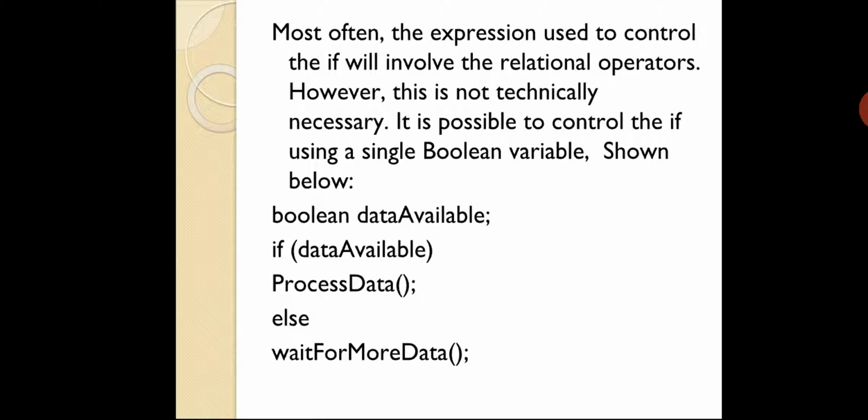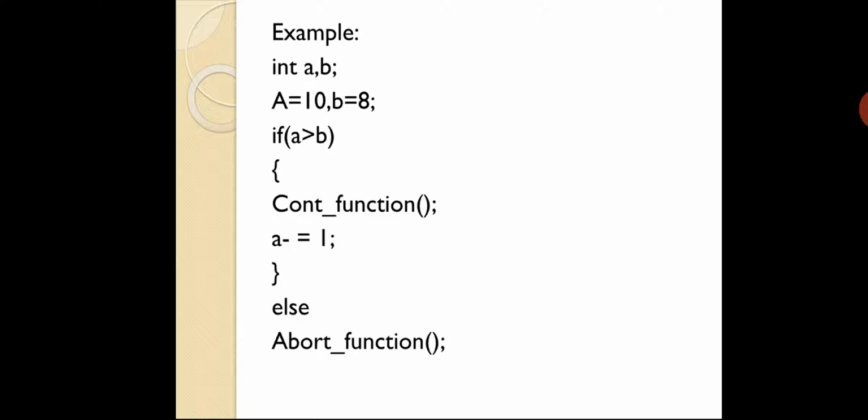Okay, so now if the data available variable has the true value, then you are going to execute the process data method, or else the wait for more data method. So it is the same as some method. This is just a function call. In C you do the function call, isn't it? Same concept here. Or in C++ also you do the function call. So this is the same concept of function call, but here in Java I used the term methods instead of saying function. Okay, so you have one more example over here.